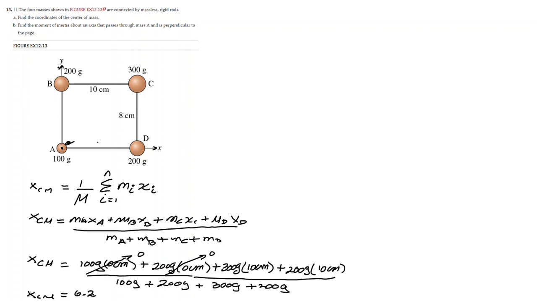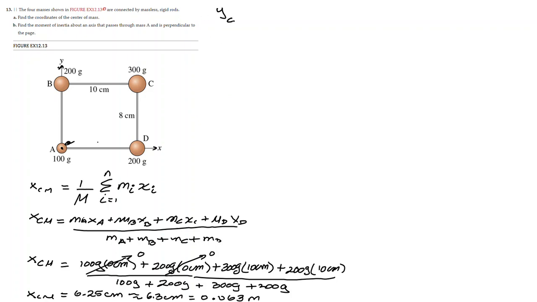So we're going to get 6.25 centimeters, right? Which is approximately 6.3 centimeters, and in meters it would be 0.063 meters, right? So we have the position of the center of mass, in this case the x coordinate of the center of mass, in centimeters and in meters. Now let us find the y of the center of mass.